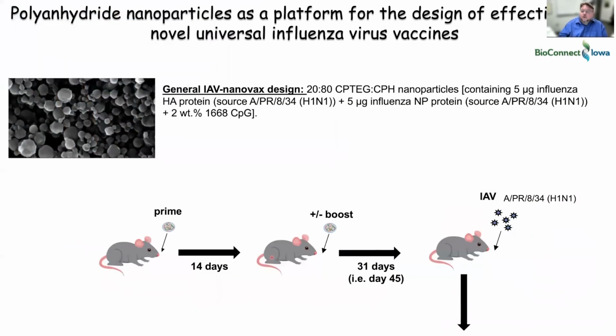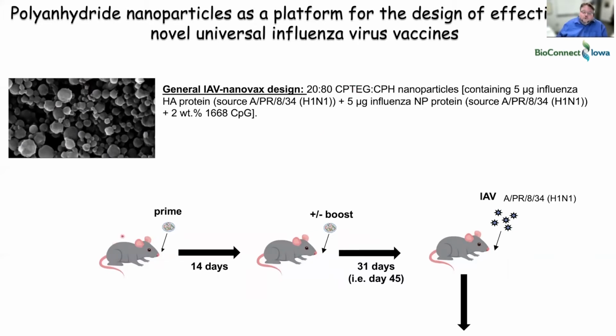All right, so I'm going to generally summarize what the vaccine is from a general standpoint of what we call IAV nanovax. And for the sake of today's talk, I'm going to be talking about a vaccine with an HA protein and an M2 protein from an H1N1 virus, combined with a CpG sequence that causes cross-presentation. So this enhances that CD8 T cell response. And the vaccine is based on a CPTEG CPH nanoparticle-based backbone.